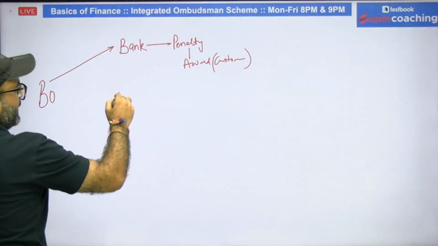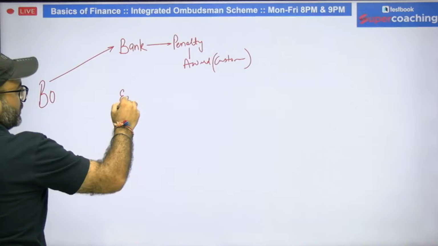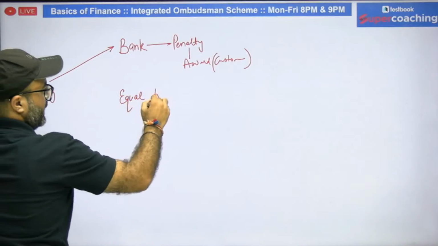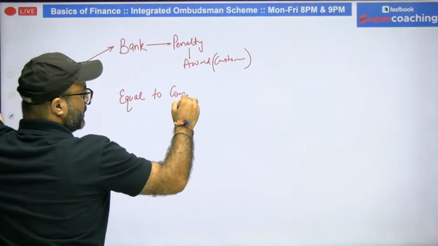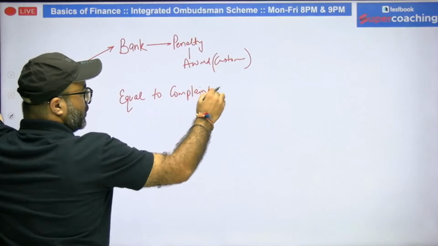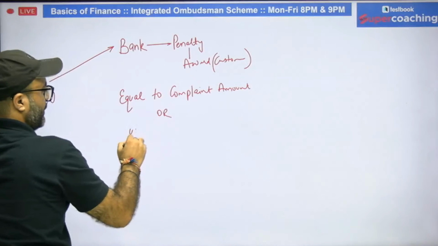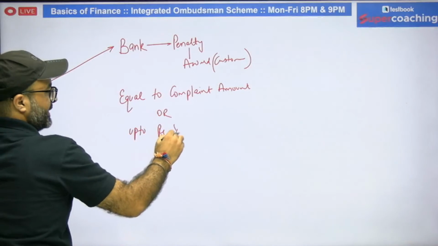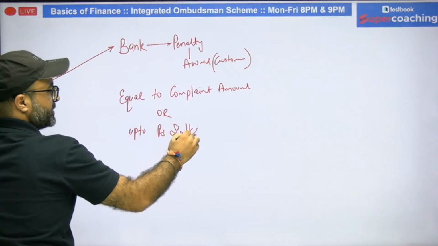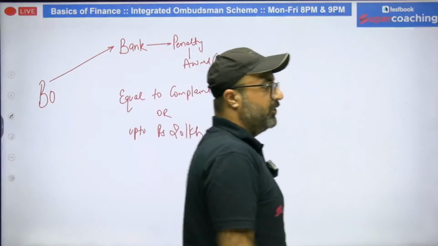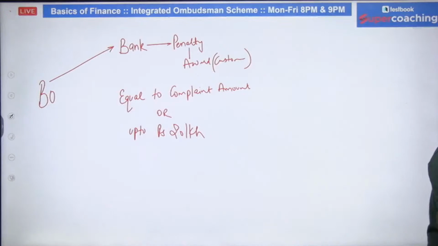That will be either equal to the complaint amount, or up to 20 lakh rupees. Now let's say, sir, if my complaint value is above 20 lakhs, then in that case the banking ombudsman will not accept your complaint, and will ask you to raise your complaint on a different platform, a different mode. That could be consumer court, for your understanding, for the time being.